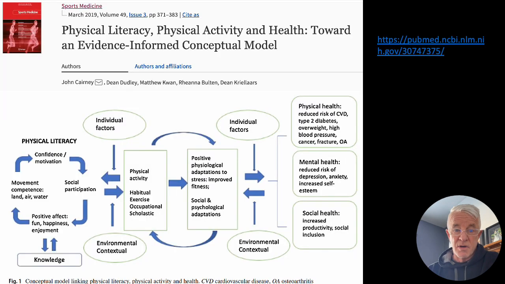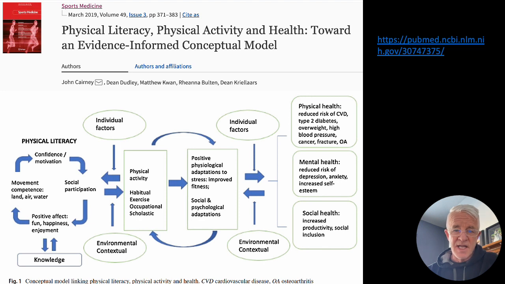This research paper, called Physical Literacy, Physical Activity and Health, is quite a popular paper, and my friend John Kearney, now in Australia, we sat down with our crew of folks writing this paper, and we created a rather crude PowerPoint diagram, which you can see here. This is a public access paper that you can look at, but what you'll see on the left-hand side of this diagram is the physical literacy engine or cycle or process. I like to call it an engine.